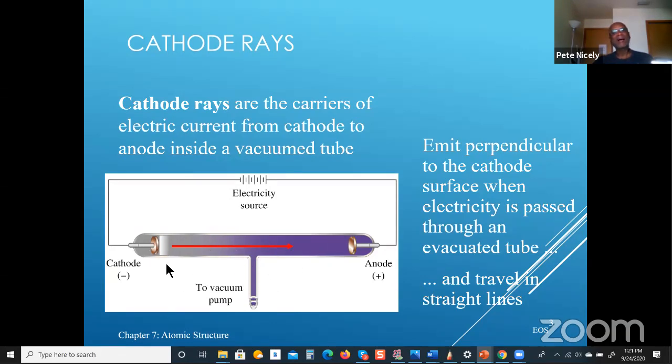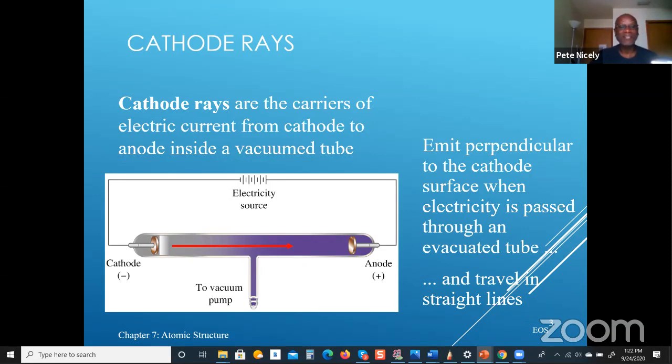Electrodes are basically metal plates which are connected to an electricity source, right? So this plate here, which is connected to the negative end of this electricity source, is called the cathode, and this here is called the anode, all right? The anode is positively charged, the cathode is negatively charged. So when this connection is made, what was noticed was that there was a stream of particles emitted from the cathode and moving towards the anode, all right?